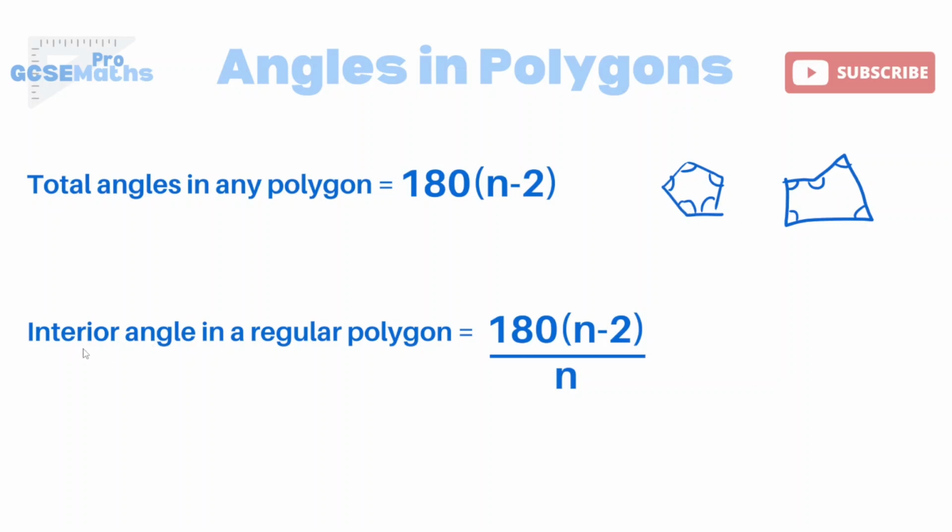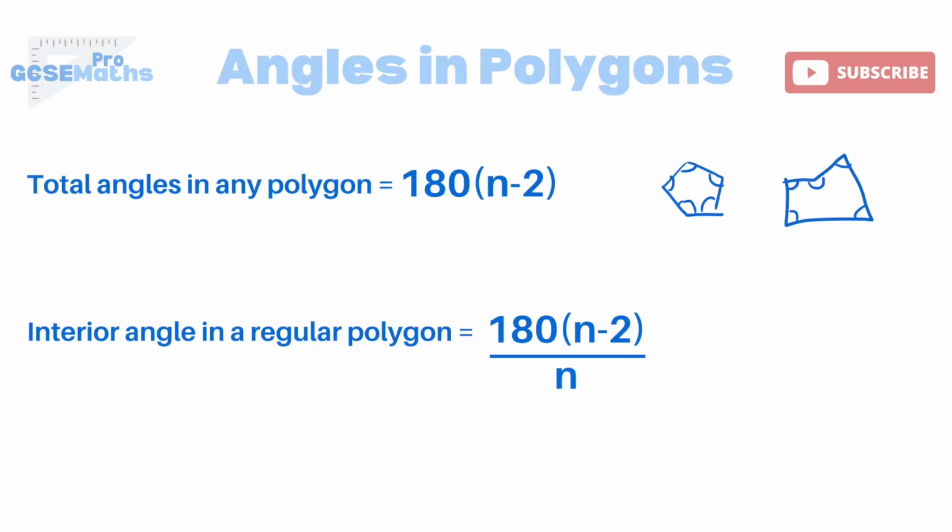So if you want to find one interior angle in a regular polygon, so any shape where all of its sides are the same and therefore all of the angles are the same, you would do 180 times n minus 2 to work out what the total is, and then just divide it by the number of sides to find one of those angles. So those are the main 2 formulas. They're basically the same thing, just a little bit extra here.